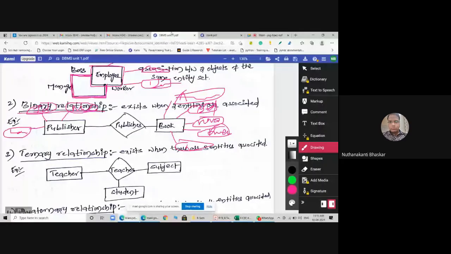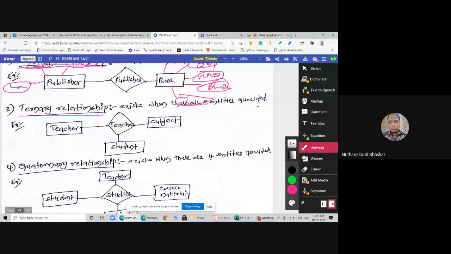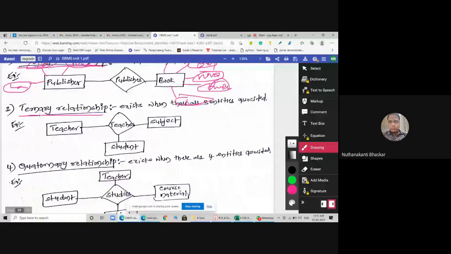Now coming to the ternary relationship. The ternary relationship is nothing but three entities participating within one relation. That is called a ternary relationship. Before discussing it, I will tell you one important point. Always in ER diagrams, we design from left to right and top to bottom. Don't go from right to left and bottom to top. Clear? For designing an ER diagram, you must go from left to right or top to bottom.